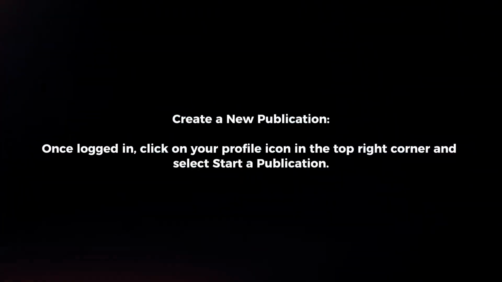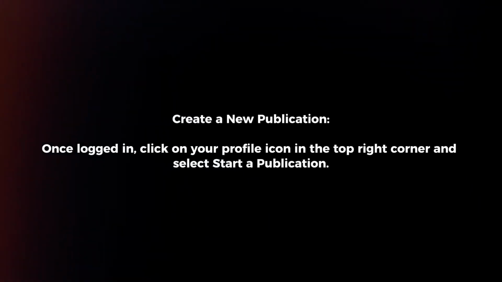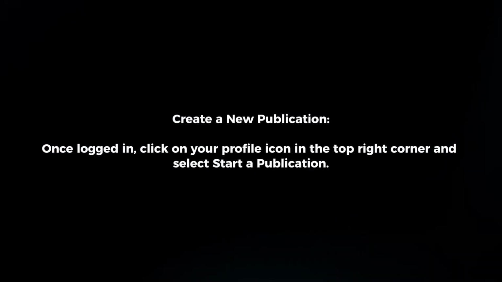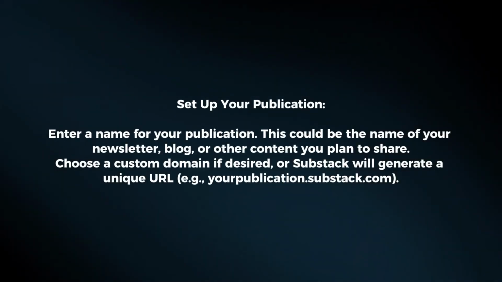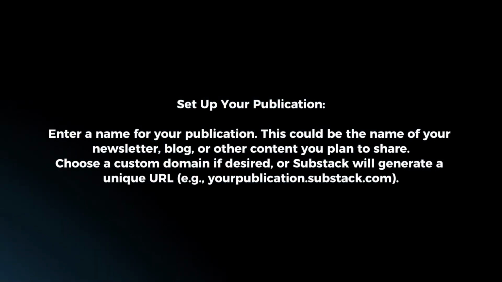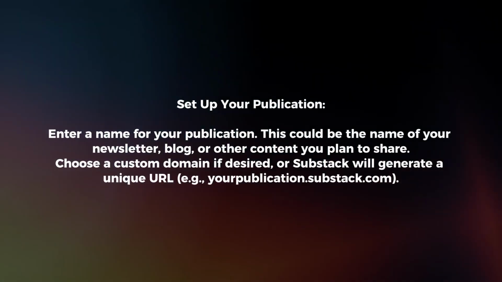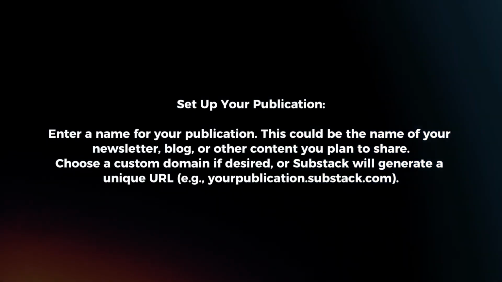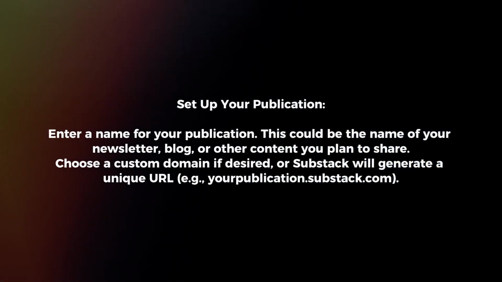Create a new publication. Once logged in, click on your profile icon in the top right corner and select Start a Publication. Set up your publication. Enter a name for your publication. This could be the name of your newsletter, blog, or other content you plan to share. Choose a custom domain if desired, or Substack will generate a unique URL.